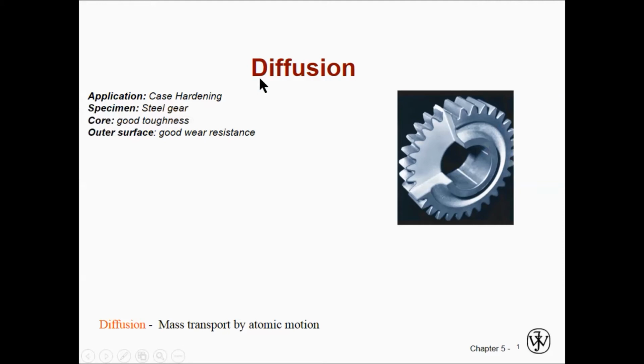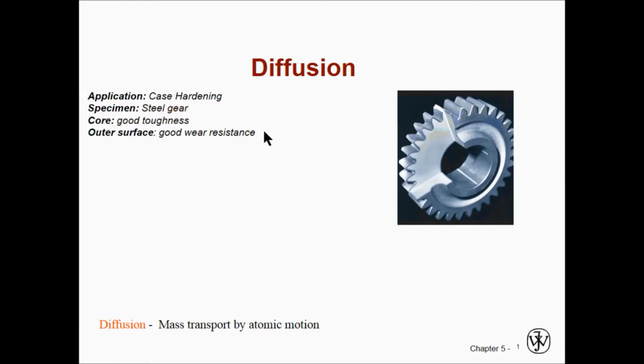Hi, in this video we will talk about diffusion. Here on the right you see a steel gear. Steel gear should have good toughness at the core and good wear resistance at the surface, because this surface will touch another object and as time goes by it will wear. That's why we require good wear resistance at the surface.